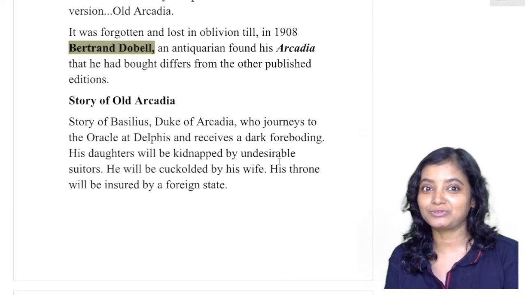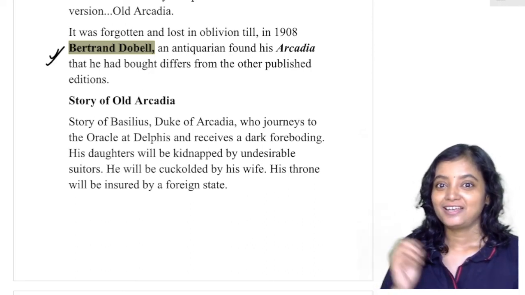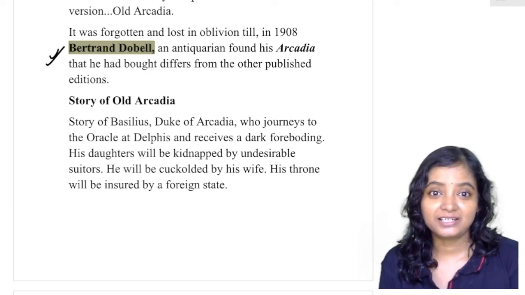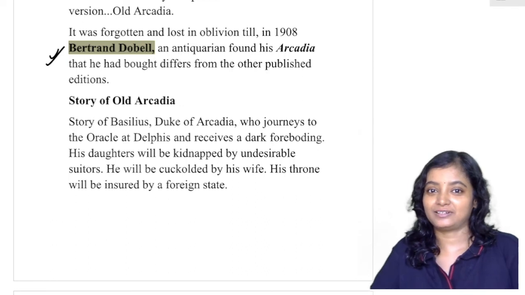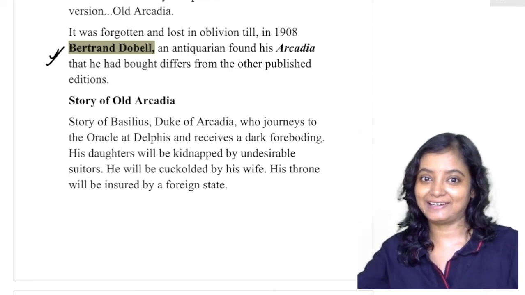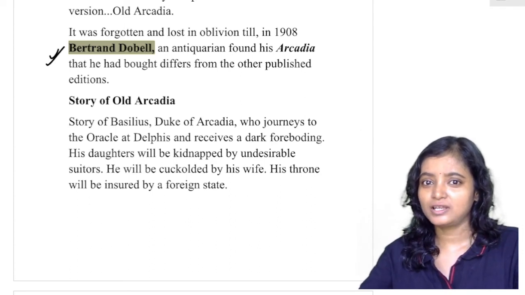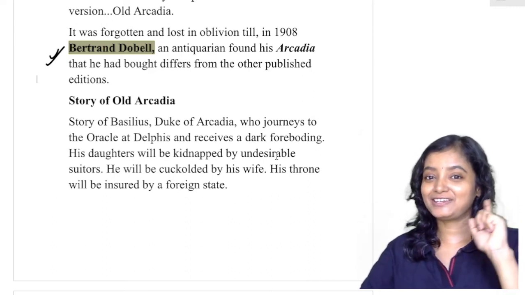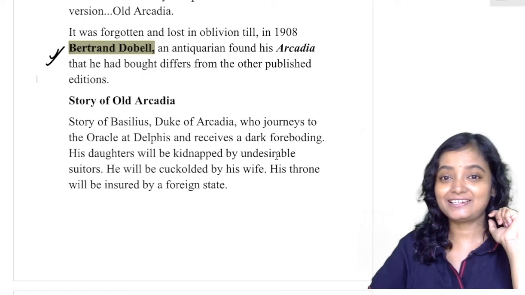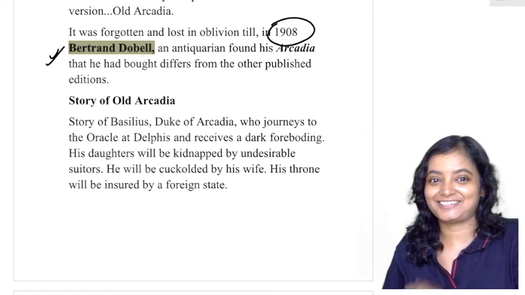How was it found that there are two Arcadias? This story. In 1908, Bertram Dobell. Who was Bertram Dobell? He was an antiquarian. He had the habit of collecting all the antique things. He found that the Arcadia that he had bought differs from the other published edition. So there must be two Arcadias. So in 1908 it was found that there are two Arcadias.